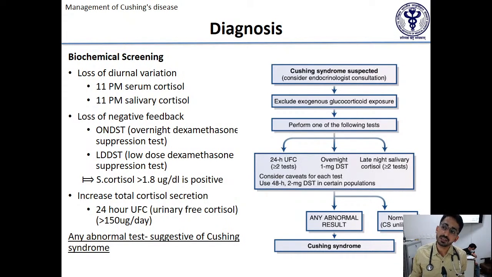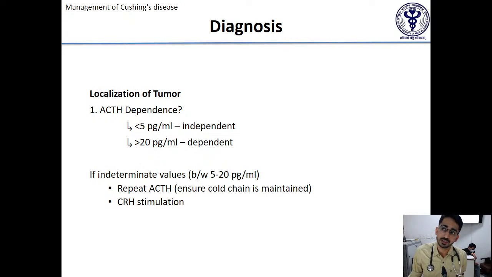And if either of these tests is abnormal, then it is suggestive of Cushing syndrome. We label the patient as having Cushing syndrome, and we move on to the next step, which is localization of the tumor. In this, the first part is whether it is ACTH dependent or independent. We have a cutoff defined as less than 5 being independent and more than 20 being dependent.